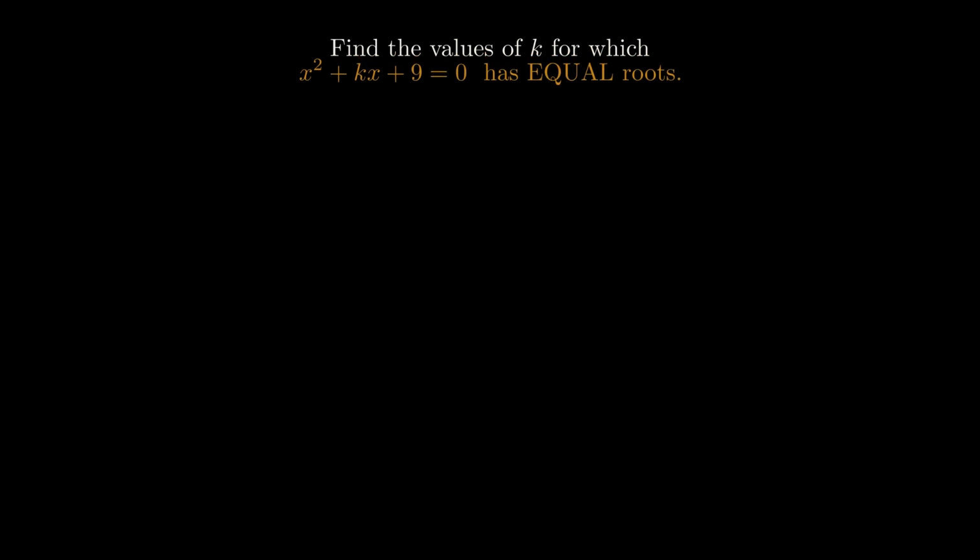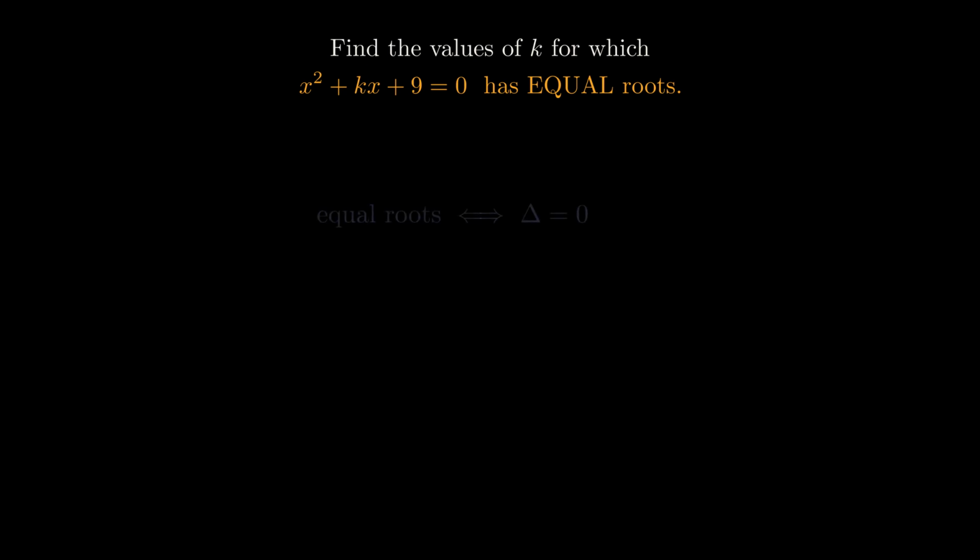Example 3. The type examiners love. Work the discriminant backwards. Find the values of k so that x² + kx + 9 has equal roots. The magic trigger phrase is "equal roots." That is the same as saying the discriminant is 0. Whenever you read "equal roots" or a "repeated root," or the line is a tangent, immediately write delta equals 0.